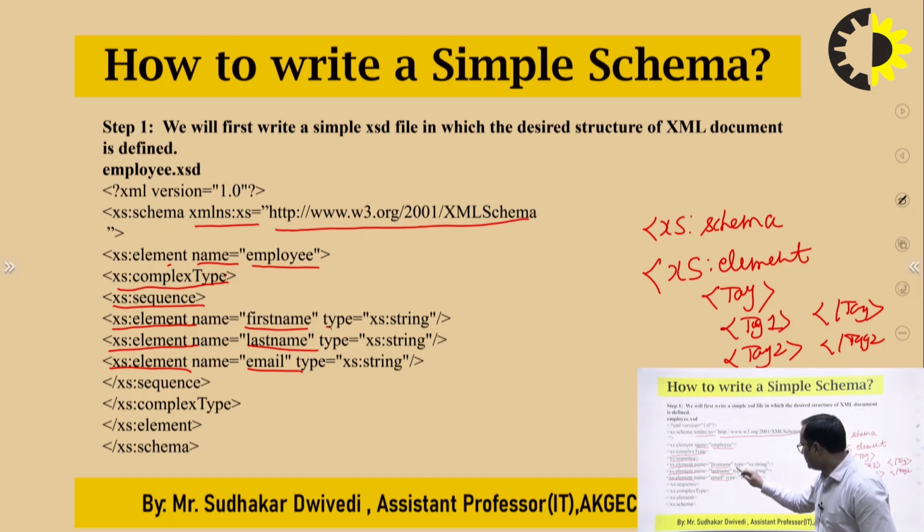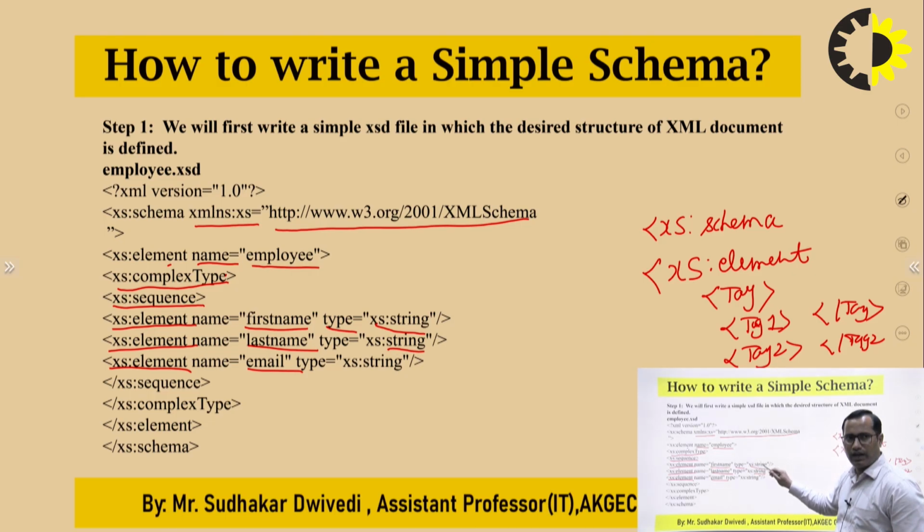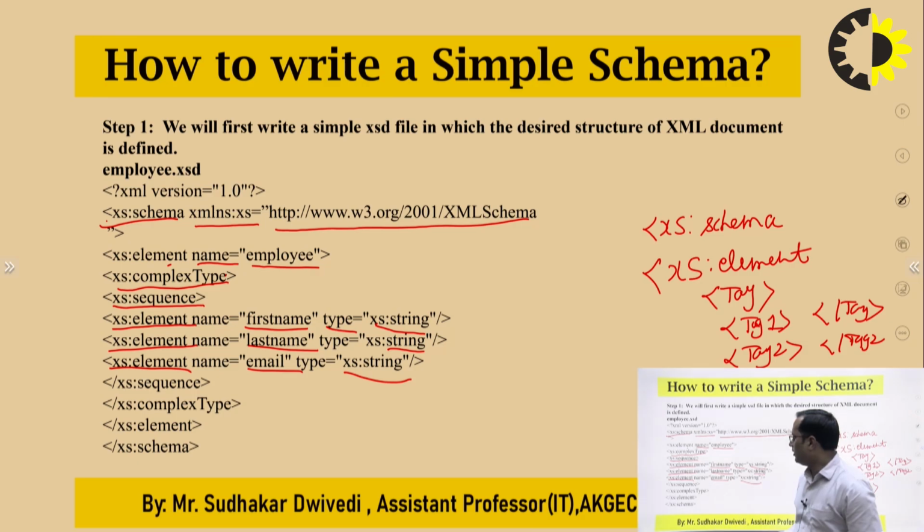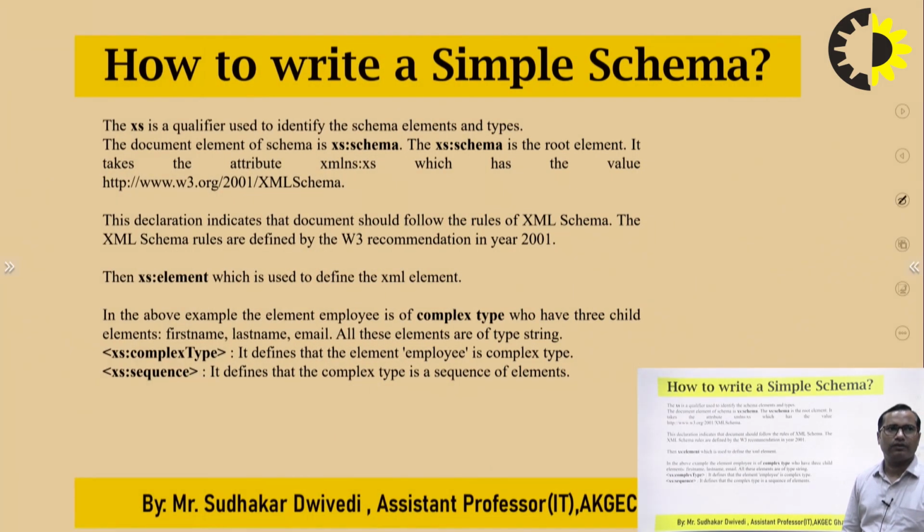So the type is xs:string. It is also a string type that I have mentioned using xs:string. First of all, I used xs:schema, the root element, and it is closed. Then the first xs:element is closed, then complexType is closed, and then sequence is closed here. So this is the way we can write a simple XML schema file.